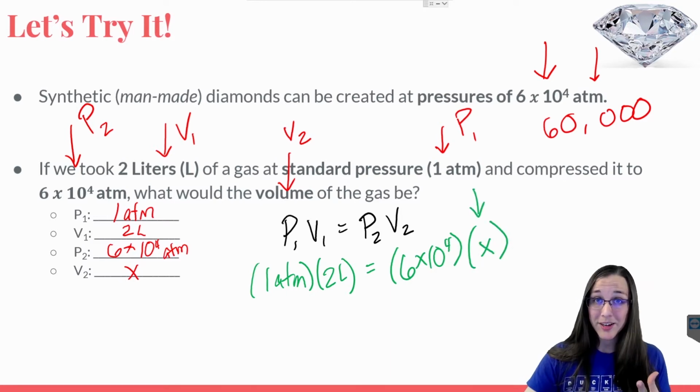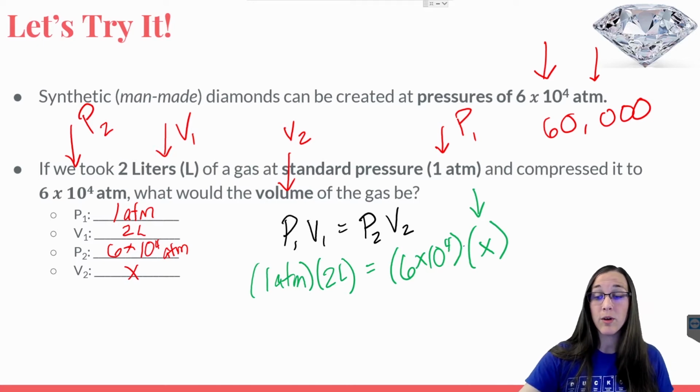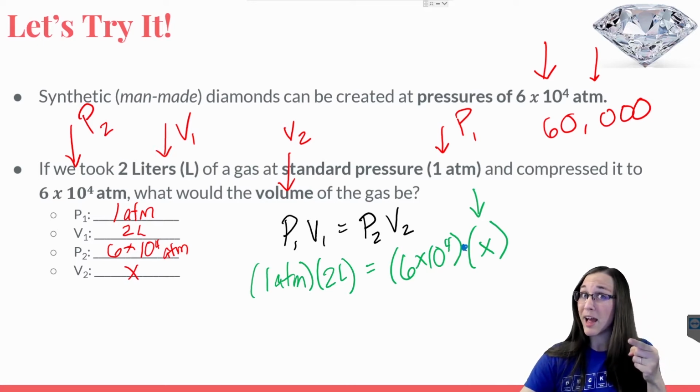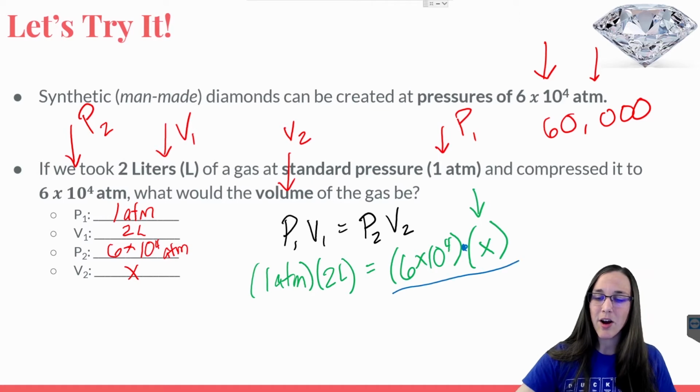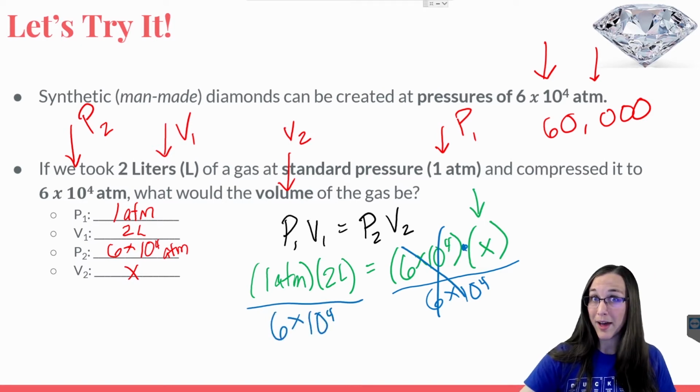Now, our objective here is to get x alone. So just like in math class, when we have multiplying on one side, to undo the multiply, we have to divide. So we're going to divide off both sides by 6 times 10 to the 4th power, because what we do to one side, we have to do to the other side. Got to hold true to our math laws now.